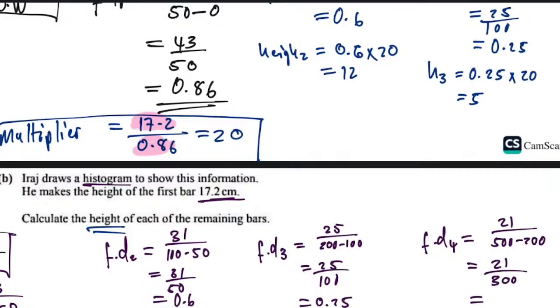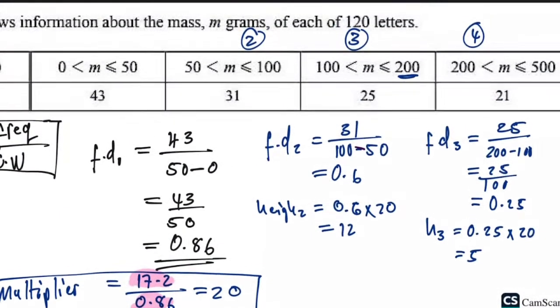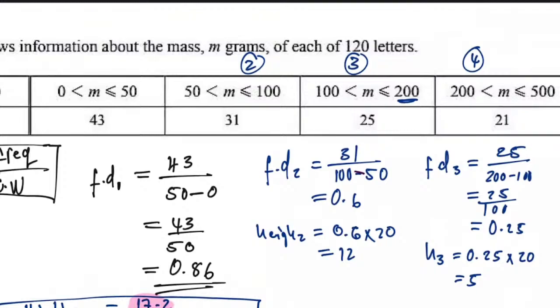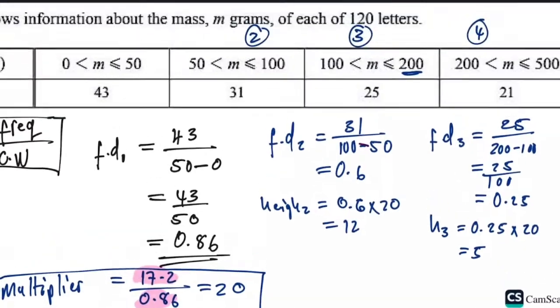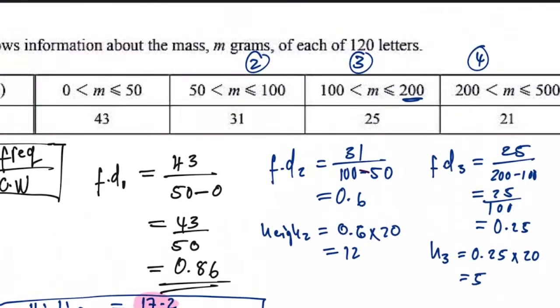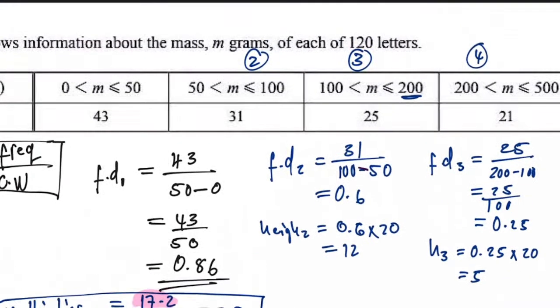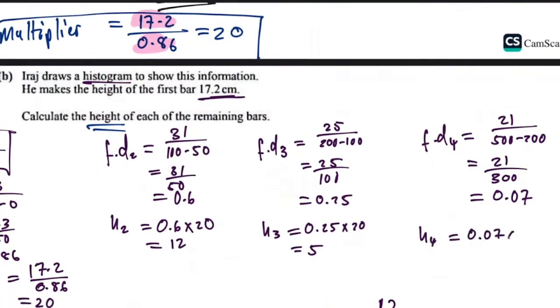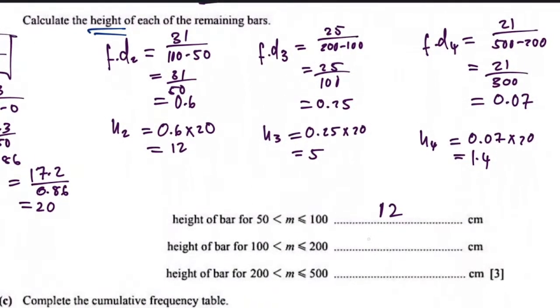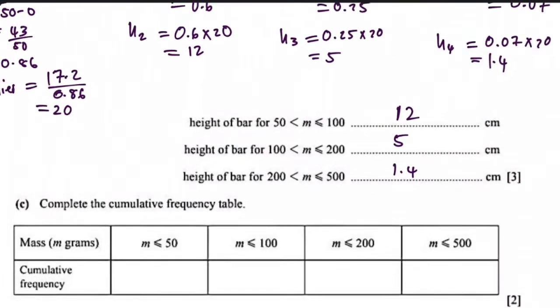0.07. That's a low one now. Why is that low? Now let's go on. What is the height for the fourth one? It is 0.07 times 20. What do we get? It's 1.4 centimeters. So for this one it's 5 centimeters, and this one is 1.4 centimeters. And yeah, that's good. These are the answers that you should have put.